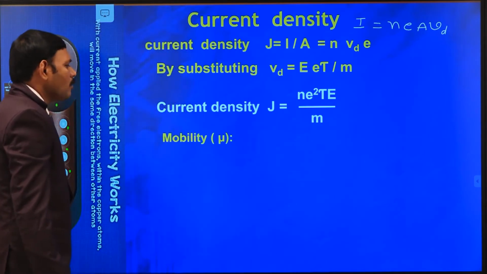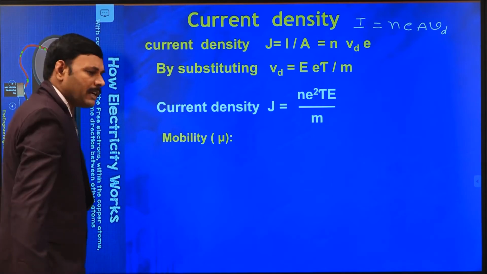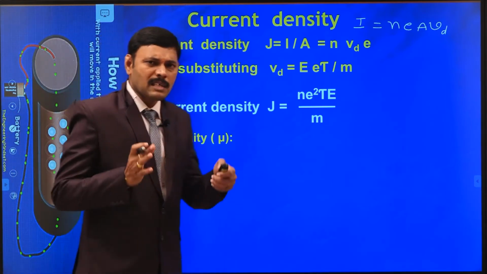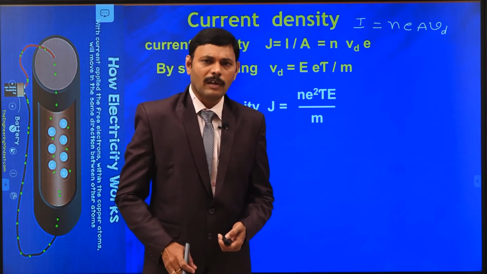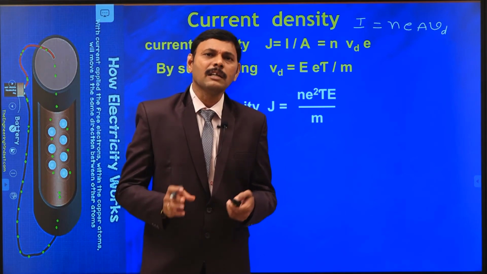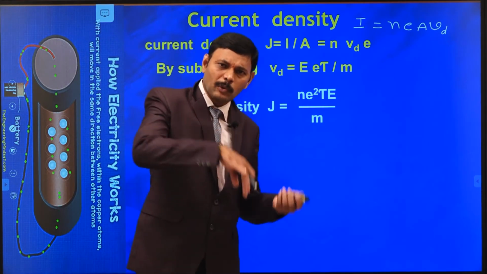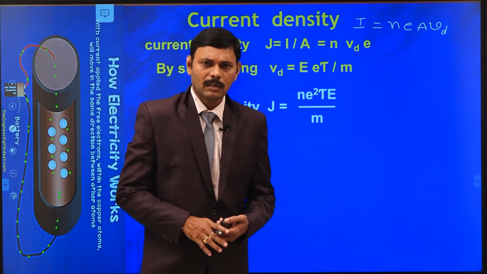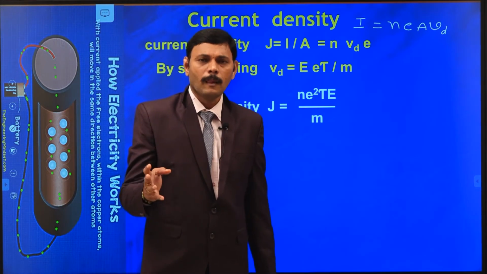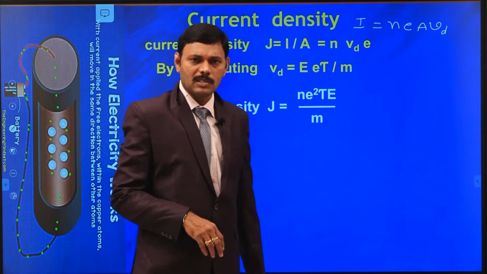And here the definition is mobility. Next definition: we apply some electric field for the flow of electrons. Then drift velocity per unit electric field is mobility. In the presence of electric field E, electrons are moving with drift velocity Vd.